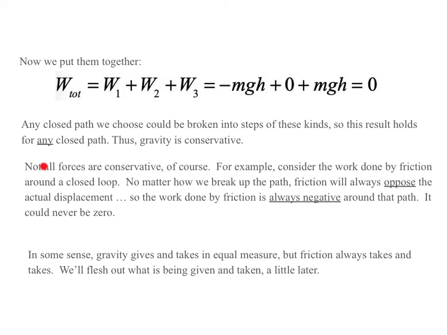Of course, not all forces are conservative. For instance, consider the work done by friction around a closed loop. No matter how we break up the path here, friction is always opposed to the actual displacement, so the work done by the kinetic friction is always negative, and so could never add to 0. In some sense, gravity gives and takes in equal measure, but friction just takes and takes and takes. We'll flesh out what's being given and what's being taken just a little bit later.